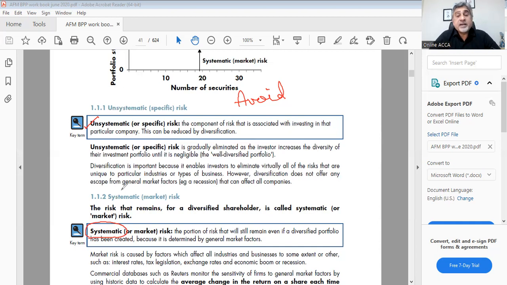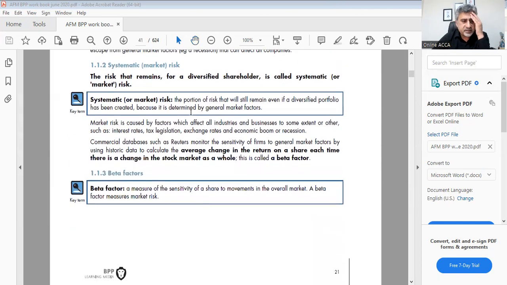And these cannot be avoided. So we actually are not worried about systematic risk. We are more worried about unsystematic risk, because this is within our control. You cannot control systematic risk. This is in the market. This is in the air, okay? So, systematic and unsystematic risk.